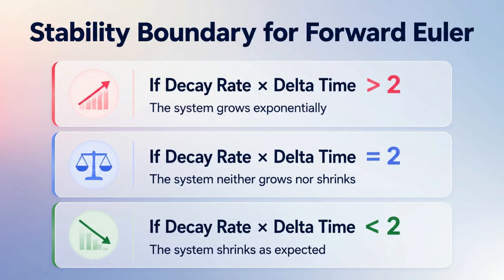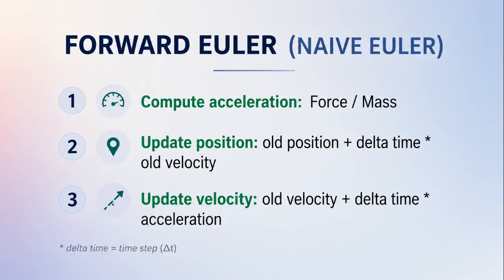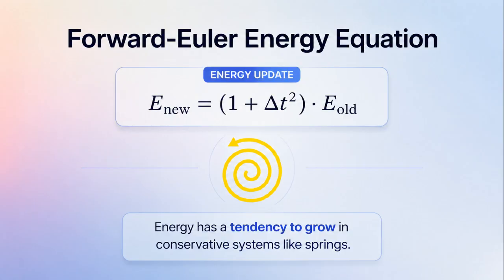Forward Euler grows energetically in energy-conserving systems, such as an undamped spring or planetary orbits. It updates position using the old velocity, so each step is based on outdated information and overshoots the true path. For example, in a spring system, it uses the previous velocity to advance position even as the spring begins to recoil, causing the position to advance too far before the correction is applied. This is reflected in the energy equation, where each update multiplies the energy by a factor greater than 1, leading to systematic energy growth.